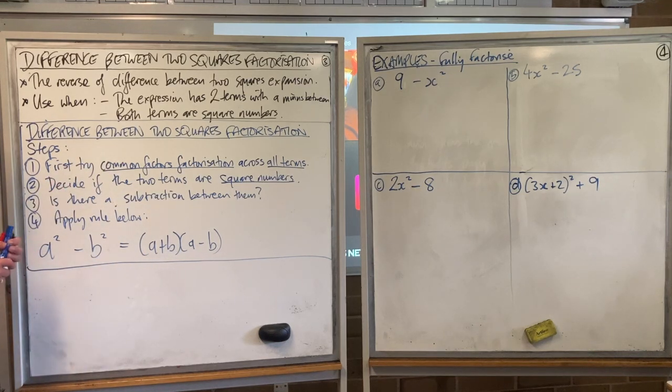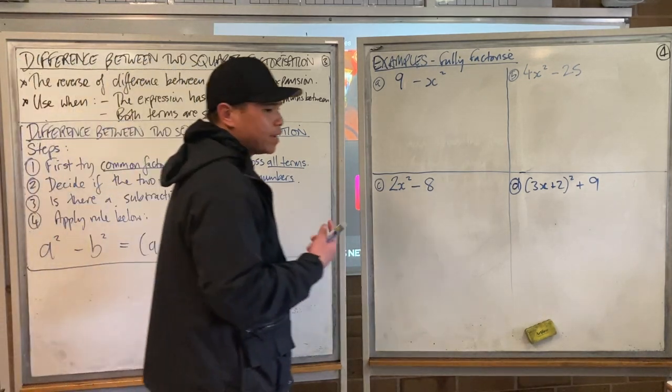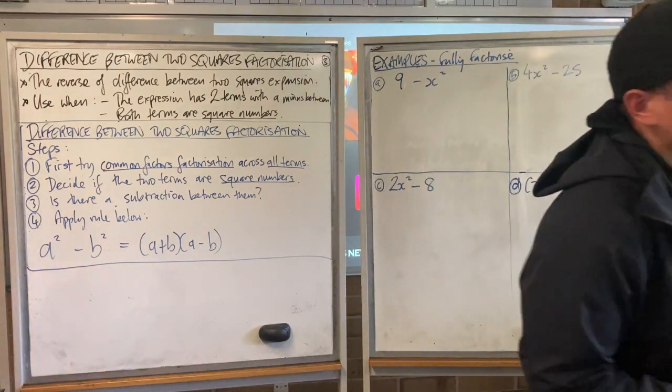So that's your check. If the expression that I'm trying to factorize has two terms, then check that those two terms are both square numbers. So what do I mean by a square number? A number that I've achieved by timesing the same thing by itself.